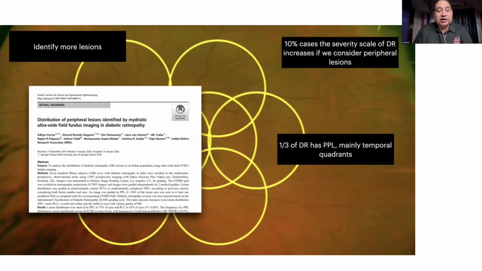This was a study which we had done, a multicentric study from India. And what we found is that a third of diabetic retinopathy has what we call PPL, which is predominantly peripheral lesions. Now that is interesting because these lesions with traditional fundus photography would often be missed. And these are mainly in the temporal quadrant.